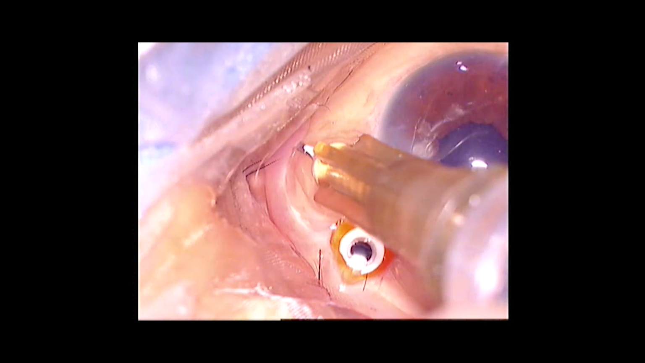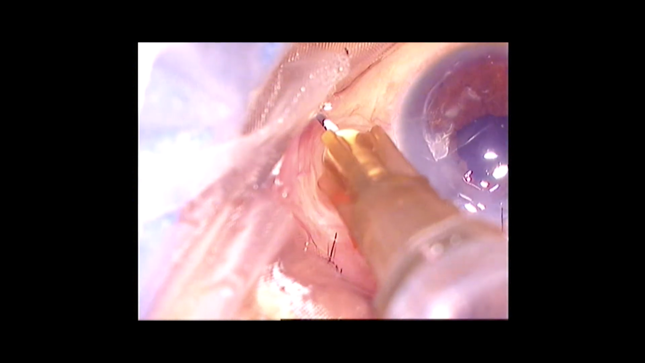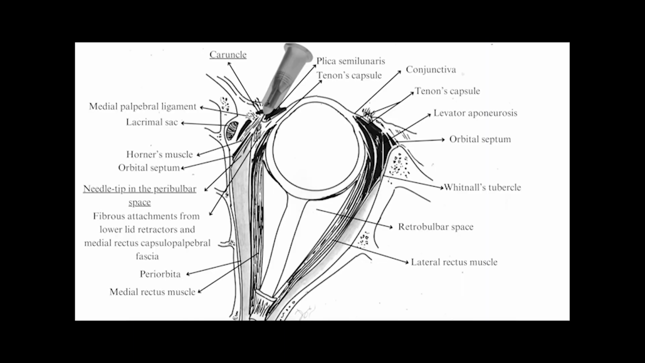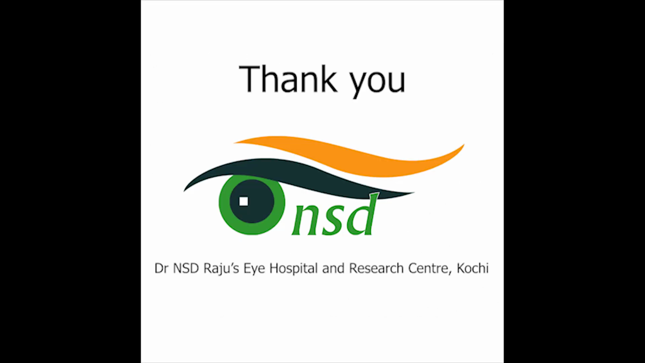Another advantage of caruncular anesthesia is its ease of supplementing the anesthesia if required during the surgery, as seen here during a 23-gauge vitrectomy. Our experience with caruncular anesthesia tells us that it is an easy, safe and reliable option for local anesthesia for cataract, vitreoretinal as well as combined cataract and vitreoretinal surgeries.